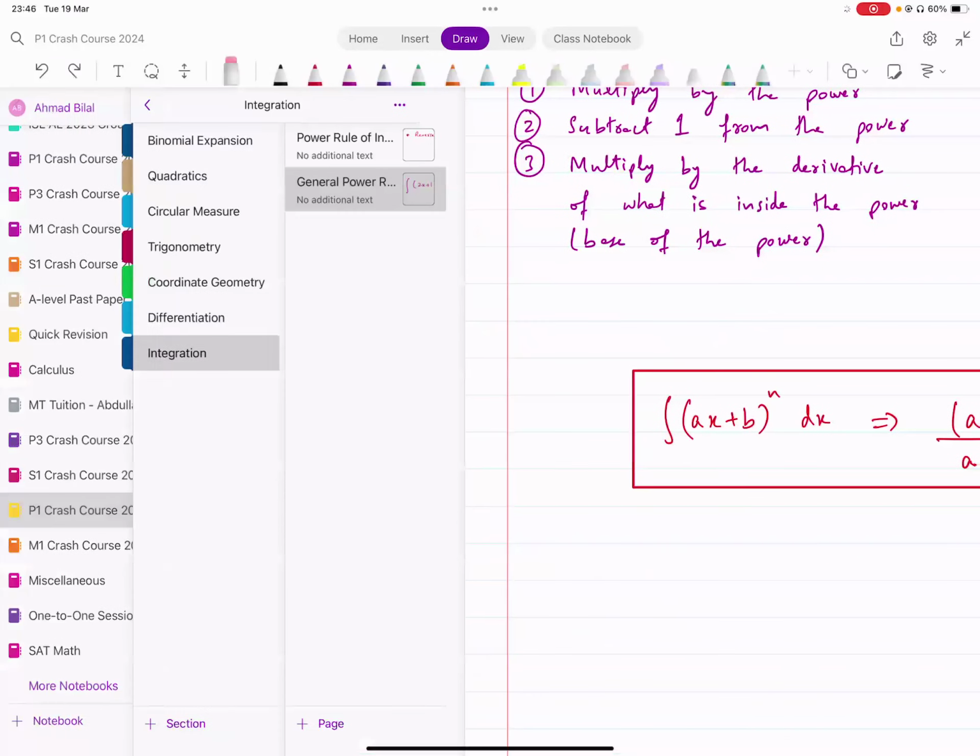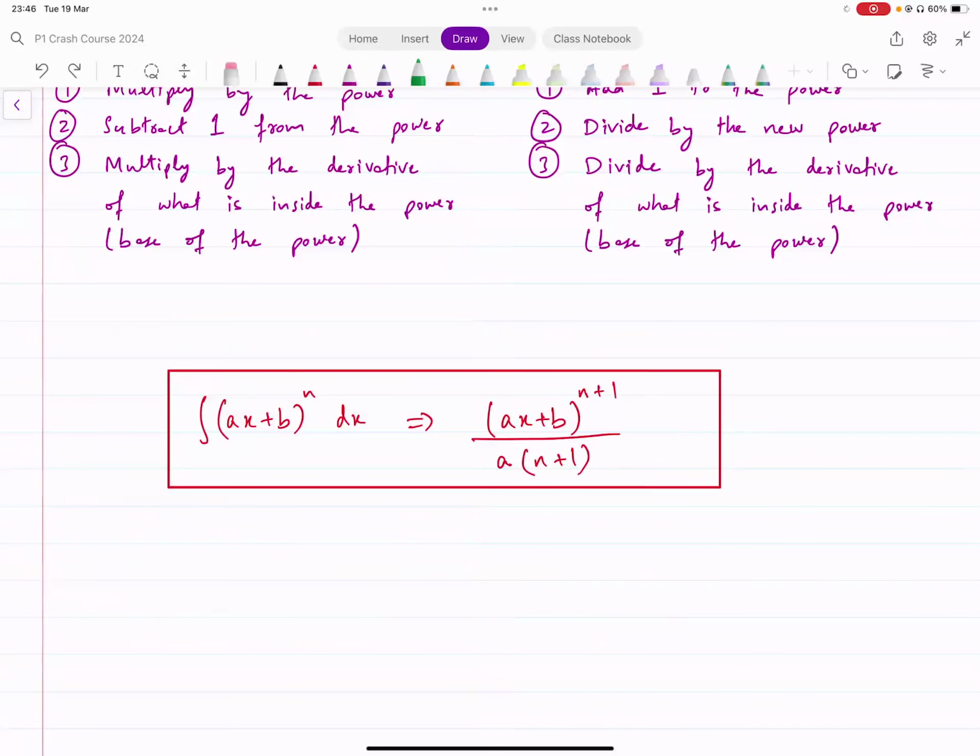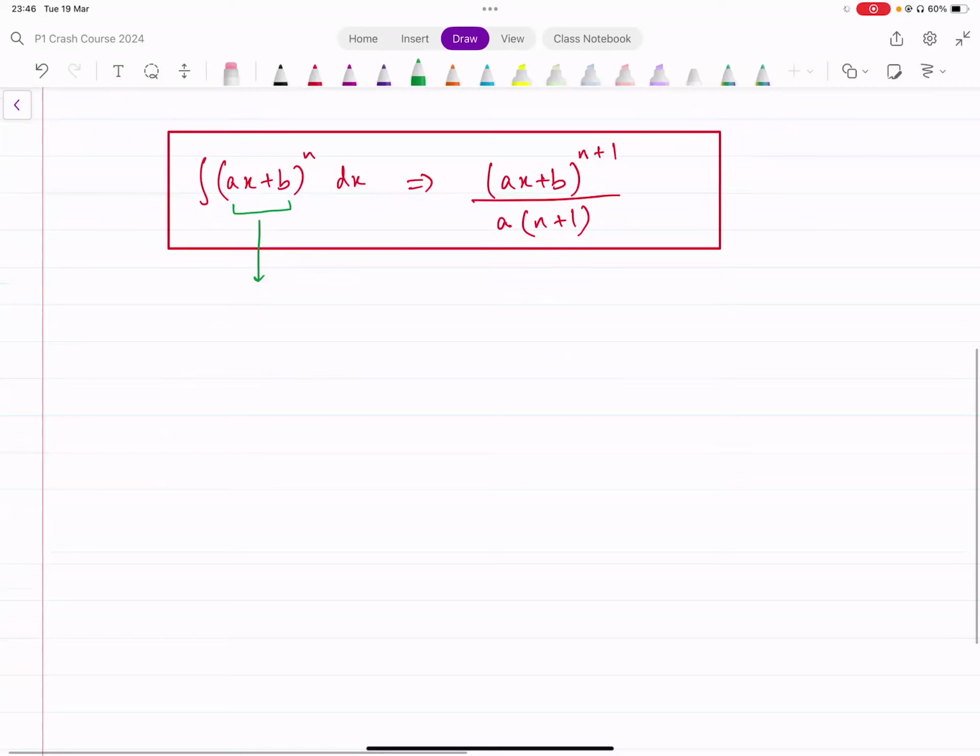However, in integration, we have a condition. We are not saying it's some expression in terms of x raised to power n. We are saying it's ax plus b. What that means is the part inside the power must be linear. That means it should be an expression with x power 1. You can't have any other power of x here or any other type of function. This power rule will not work in that case. The power rule only works when the part inside the brackets is linear. And you can only integrate functions like this in paper 1 when you have some linear expression inside the brackets raised to power something, then you can apply this power rule. If it's not a linear expression, then you cannot use the power rule.